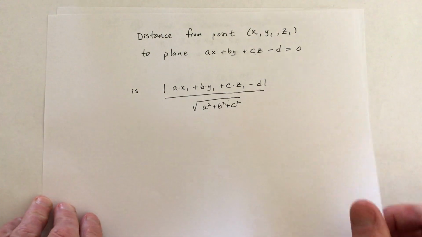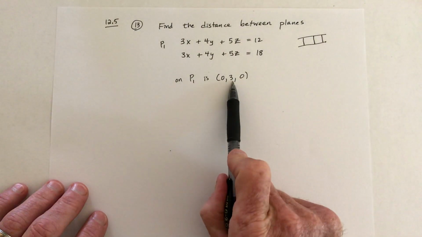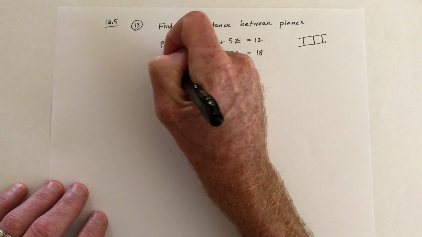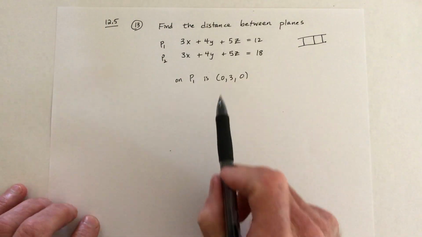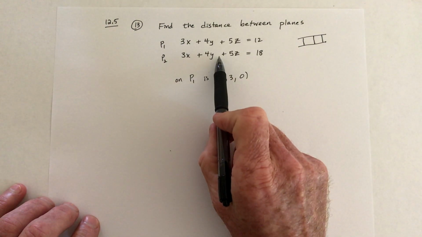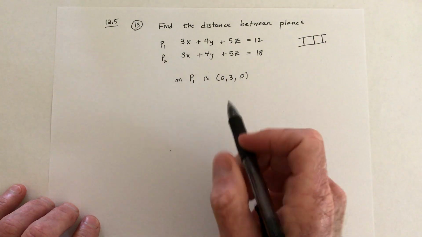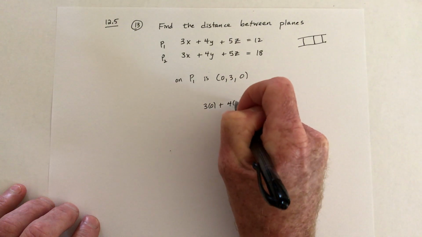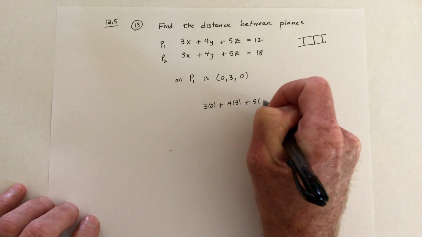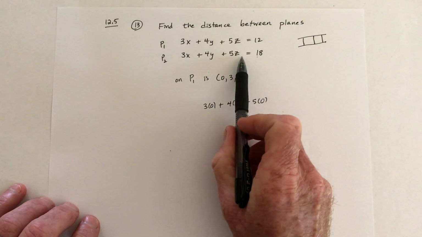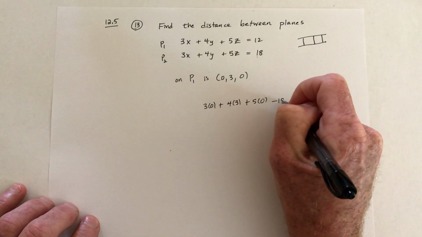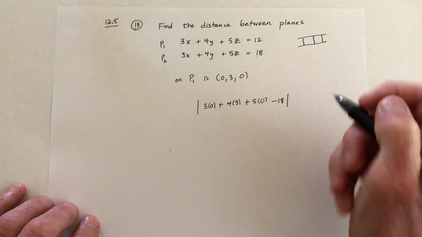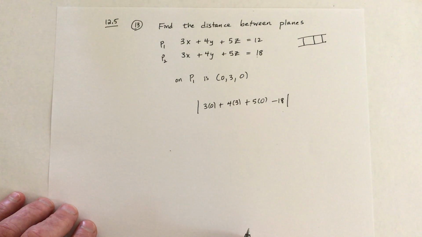Okay, so I have a point, and this point is on plane 1, it's not on plane 2. So I can now use that formula that I just showed you and find the distance from this point to that plane. So I need to plug in the numbers for x, y, and z. So that would be 3 times 0 plus 4 times 3 plus 5 times 0. And like I said, this needs to be moved to the other side. So subtract an 18.